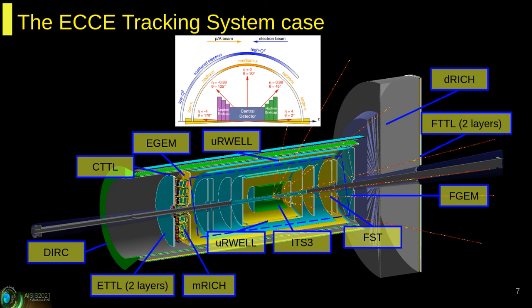Outside of this inner tracker, we have a set of additional tracking stations, namely the outer tracking stations: the GEM detectors, the forward GEM and the backward GEM, and in the central region, another layer of MicroMegas. Then we have a set of PID detectors, DIRC in the central region, DRICH in the forward region, and MRICH in the backward region. Then we have the time of flight detectors, namely the ETTL, CTTL, and the FTTL. All these detectors collectively contribute to the tracking of charged particles. The main one, of course, is the inner tracker.